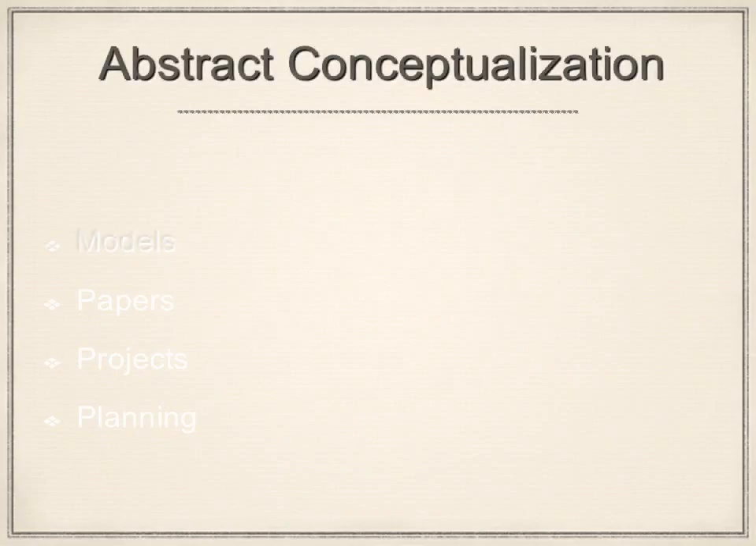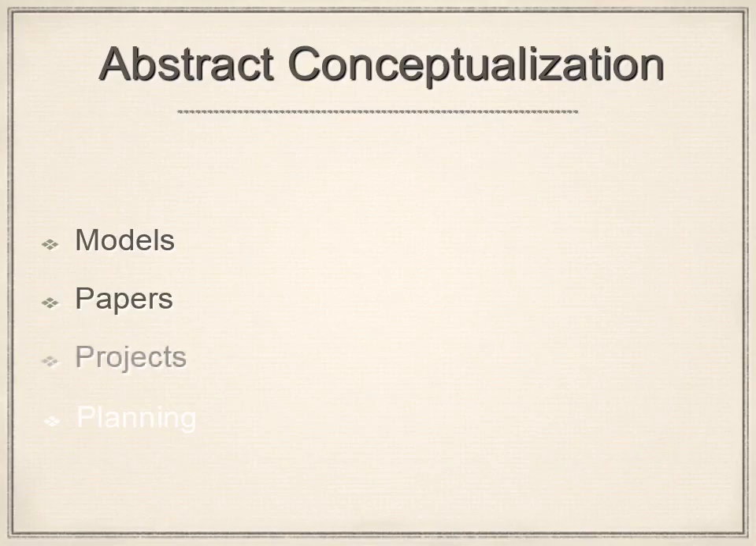Abstract conceptualization. Examples include building models, writing theoretical papers, projects designed to fix what they discovered in the reflective observation group discussions, or even action plans for their eventual experiment. This stage is useful to build critical thinking and planning skills with your students. Use the time to encourage your students to take part in detailed planning before taking part in the experimentation.